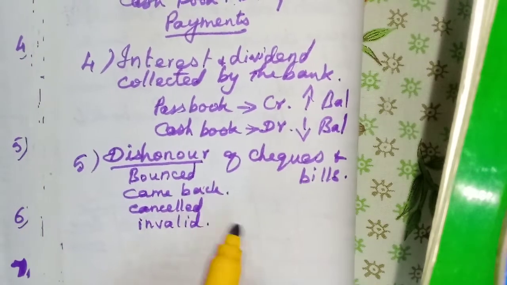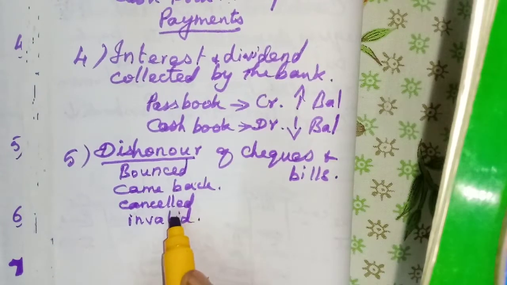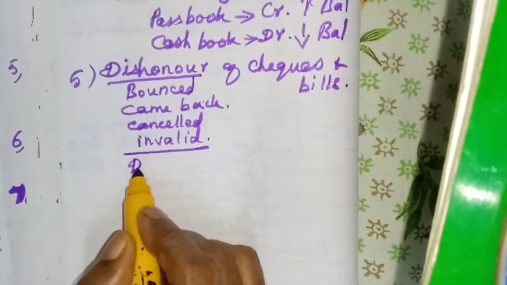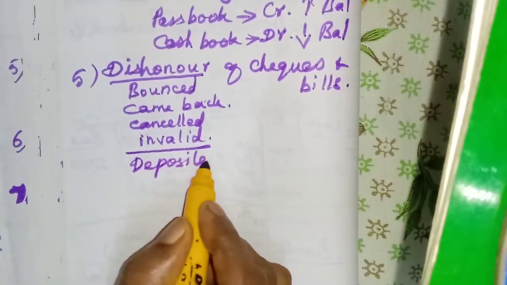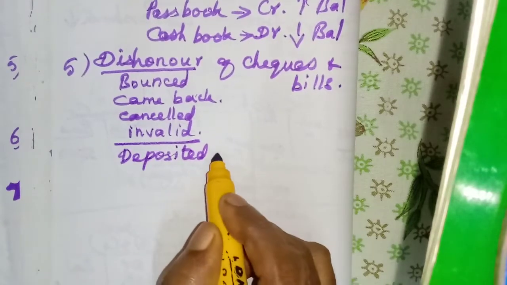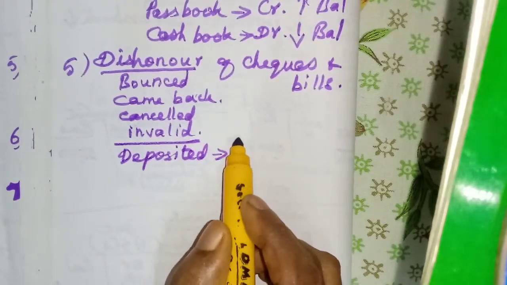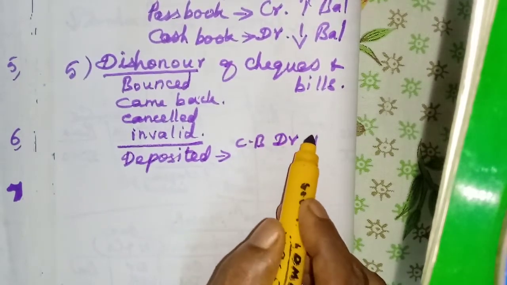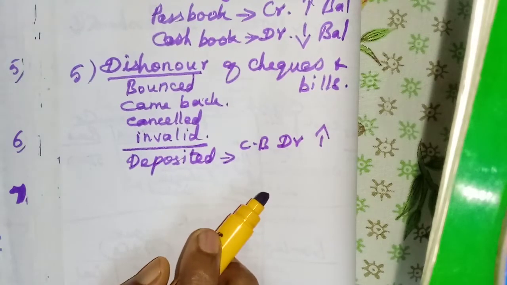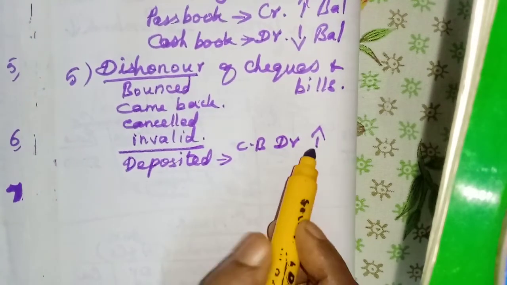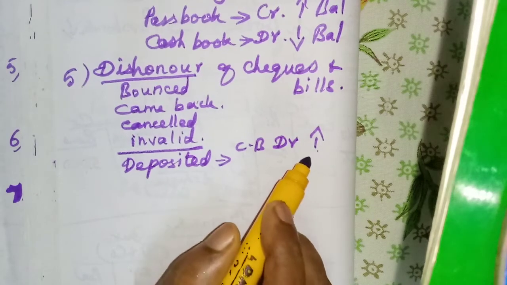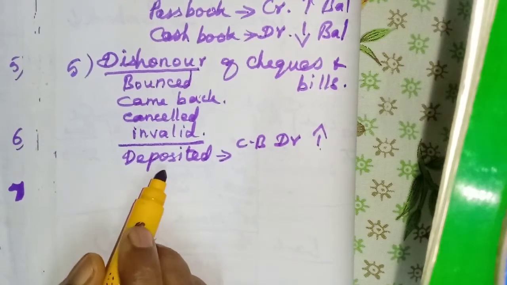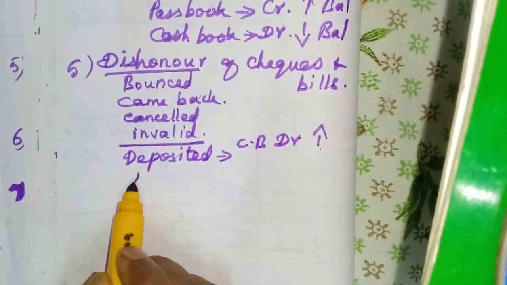So we have deposited some checks in the bank. Just listen. If we have deposited some checks, what will we do? We will enter them in the cash book, debit side. So it will show more balance, isn't it? We are depositing, so in the bank column it is showing more balance. But what is happening in the bank? The check is being dishonored.